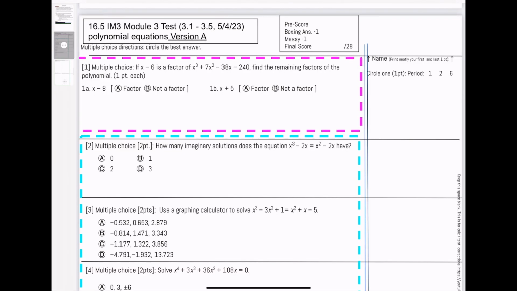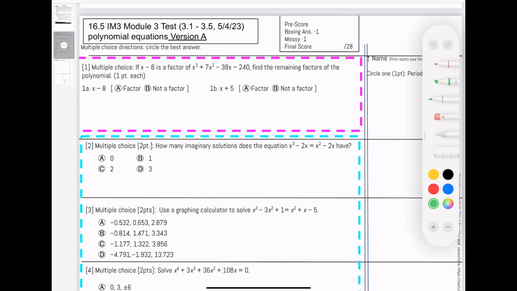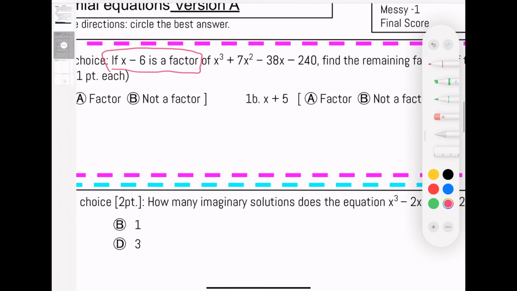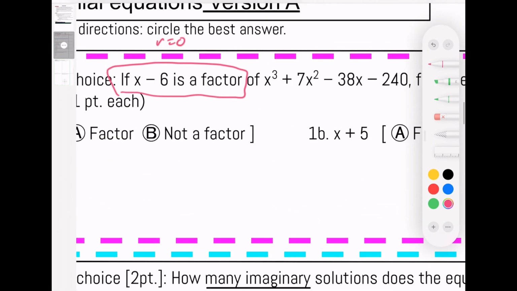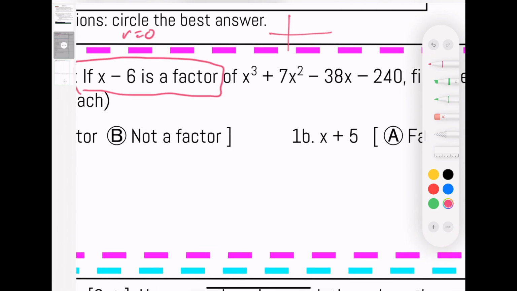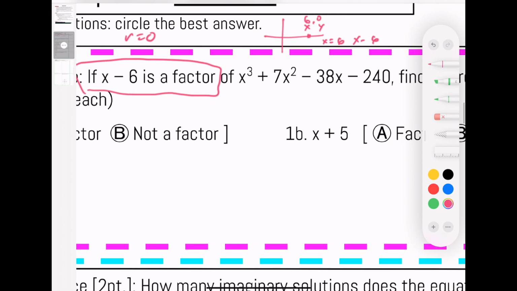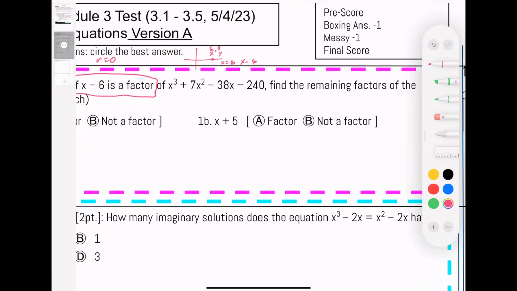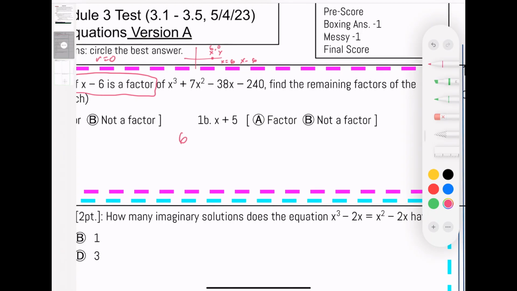Hey guys, let's go over the Module 3 test version A. If x minus 6 is a factor, this is basically telling you r is equal to 0, x is equal to 6, and that's the same thing as x minus 6, right? So if that's the situation, then I can use synthetic substitution or division. I'm going to use my coefficients, 1, 7, negative 38, 240.